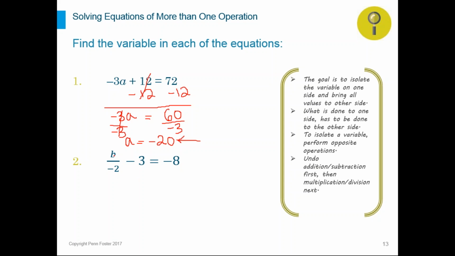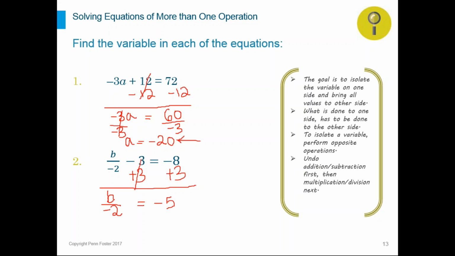Number 2, we have b over negative 2 minus 3 equals negative 8. Remember, we have to undo addition or subtraction first, and then deal with division or multiplication. So I see subtraction. Let's undo the subtraction. Add 3 and add 3. So far we have b over negative 2, that's gone, that's a 0, equals negative 8 plus 3 will give you negative 5.